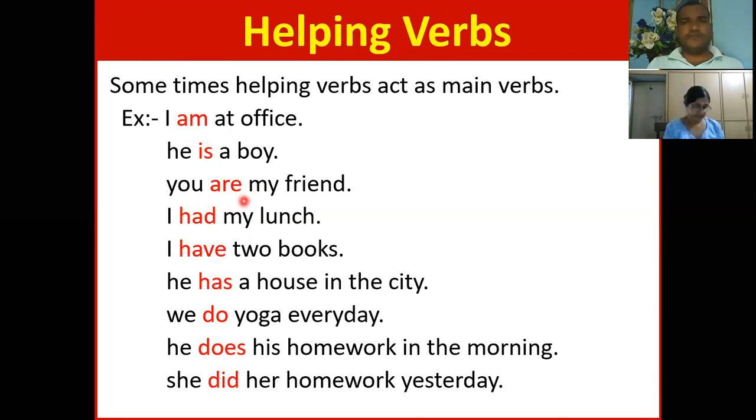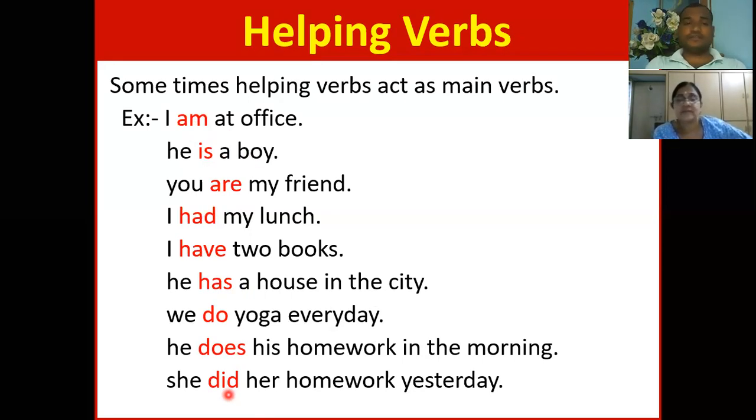So here you have to observe. These are all whatever there in red colors. These are actually helping verbs, but in this case, they are all acting as main verbs.